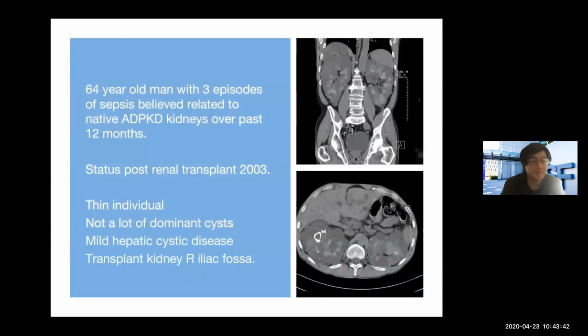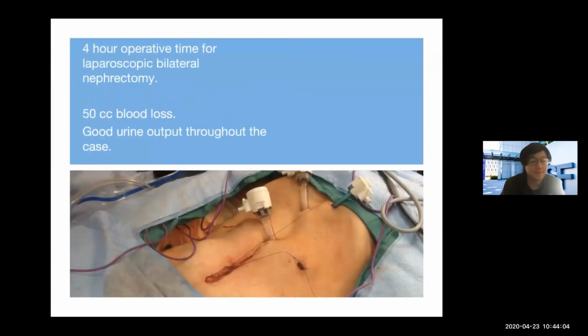So here's an example of a relatively straightforward case. 64-year-old man, 3 episodes of sepsis that were believed related to polycystic kidney disease over a year period. Had a transplant several years before. Nice thin individual, not a lot of dominant cysts, mild hepatic cystic disease, nothing that was too difficult, and a transplant kidney. And this is just a 4-hour procedure for both sides, standard laparoscopic multi-port approach. Low blood loss, good urine output throughout the case, and no complications.